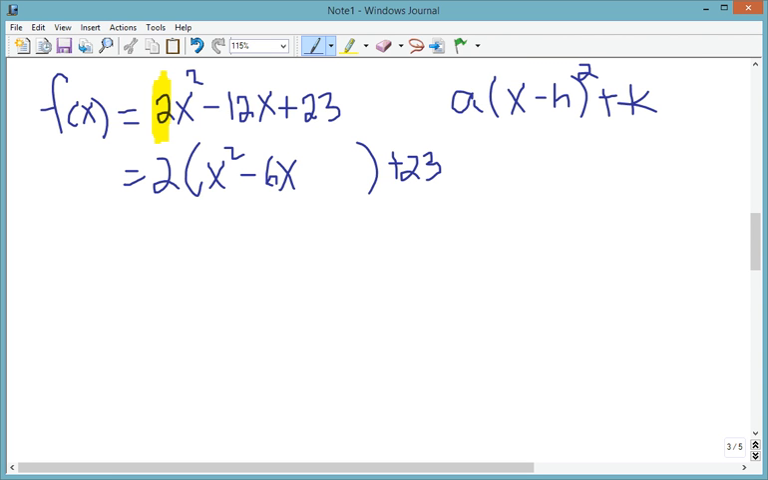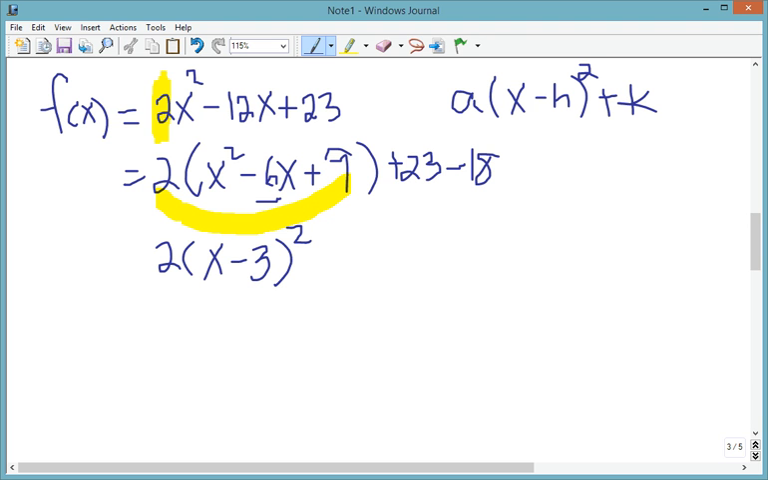Okay? Now I just figure out again what goes here. So I'm going to take half of this, so half of that would be -3, and -3 squared is +9. So +9 goes there. Look what I've really added to this equation. The 9 is inside the parentheses, so I've really got 2 times 9. So I've really added in 18. So I have to subtract off 18. Okay, so now I've got this perfect square, which I made to be a perfect square. And then I've got 23 minus 18, so that would be +5.